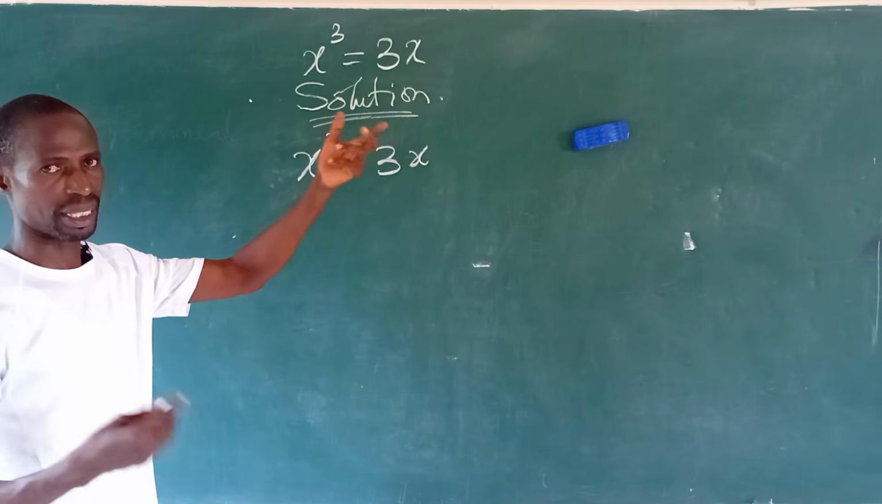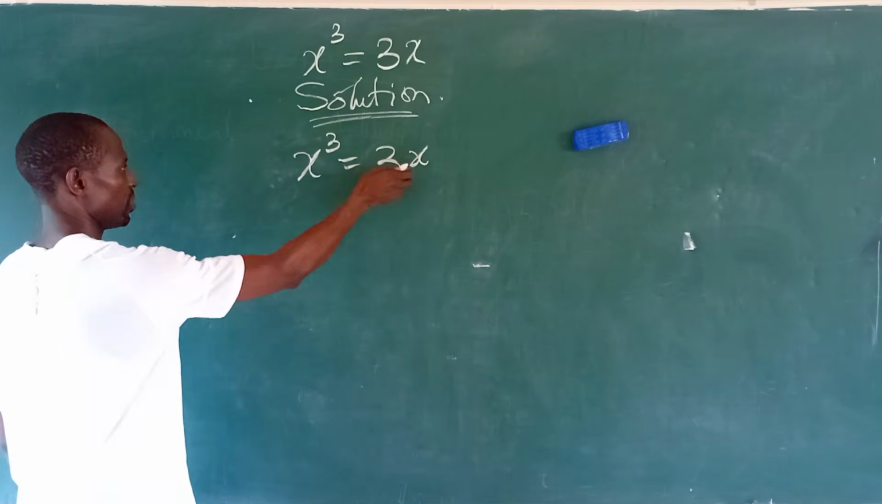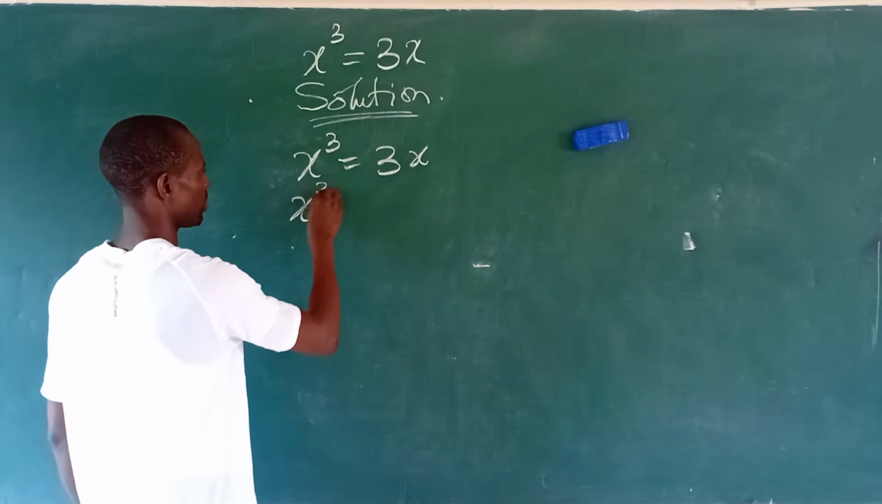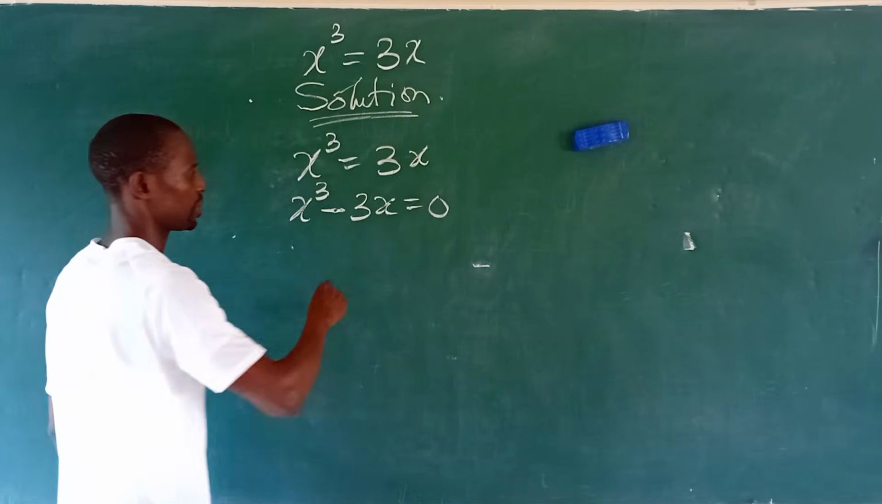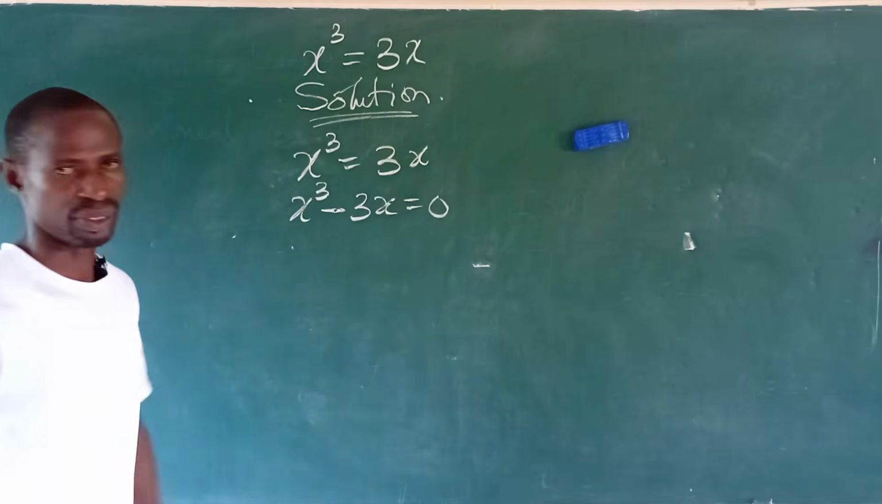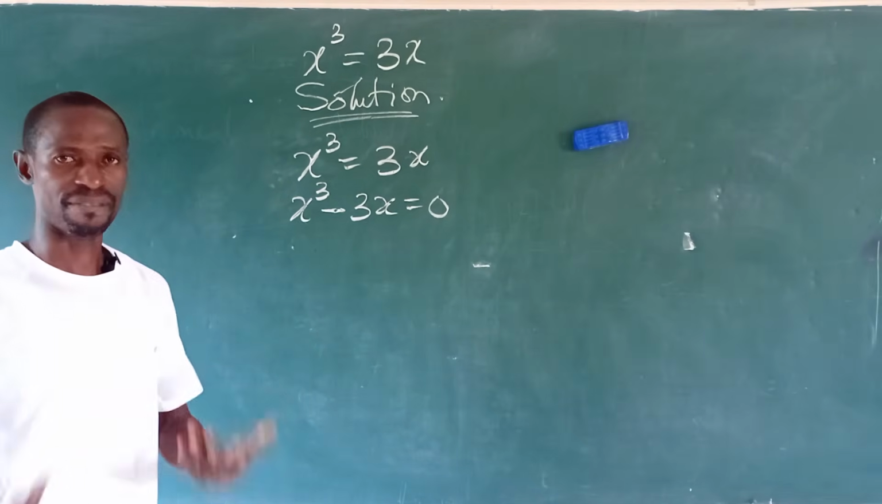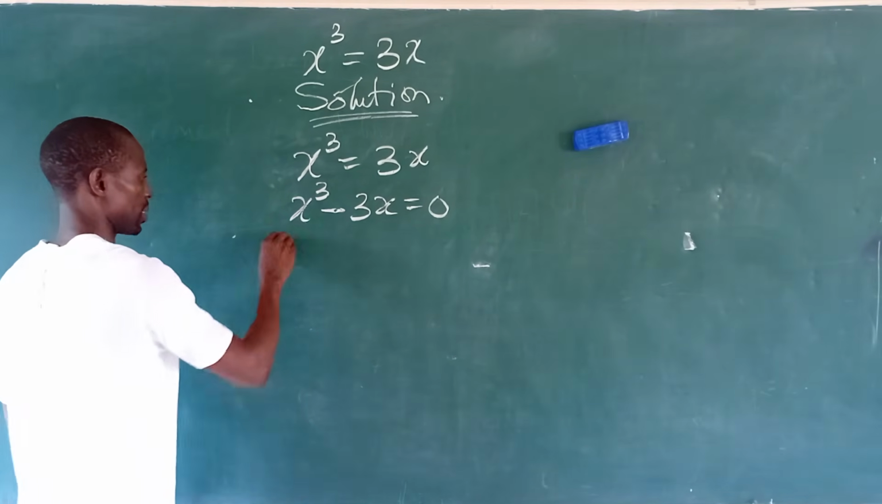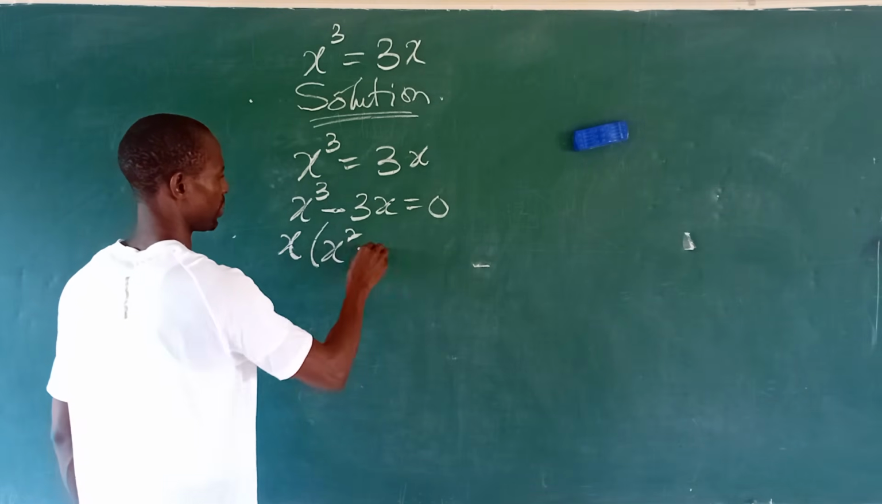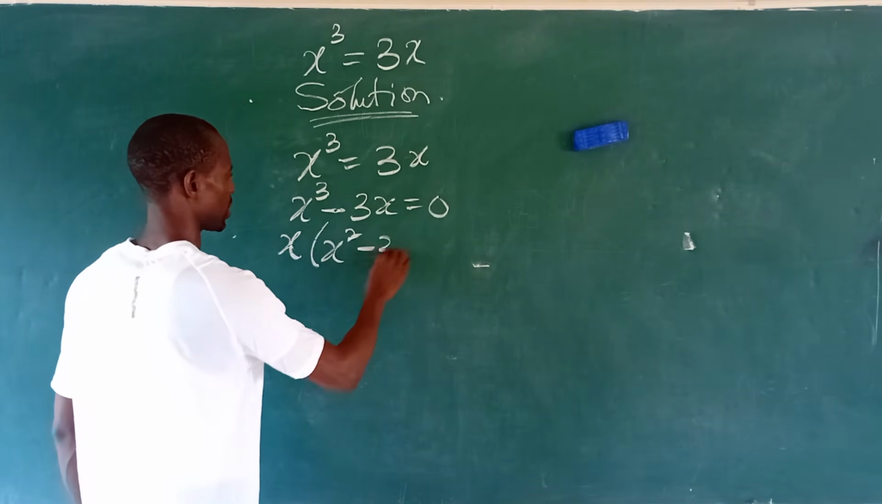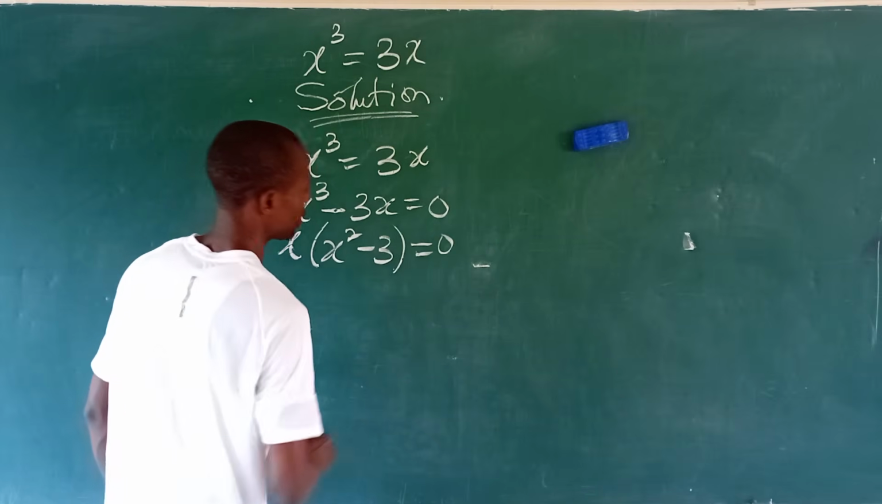So to get the three solutions, move this to this side. So we have x to the power of 3 minus 3x equals 0. You discover that x is common to both expressions here, so we can factor out x from the system. So we have x, and into this we are left with x to the power of 2, x into this is 3. This equals 0.